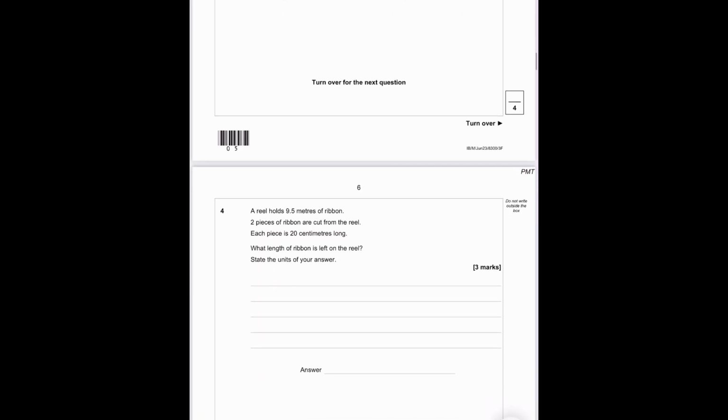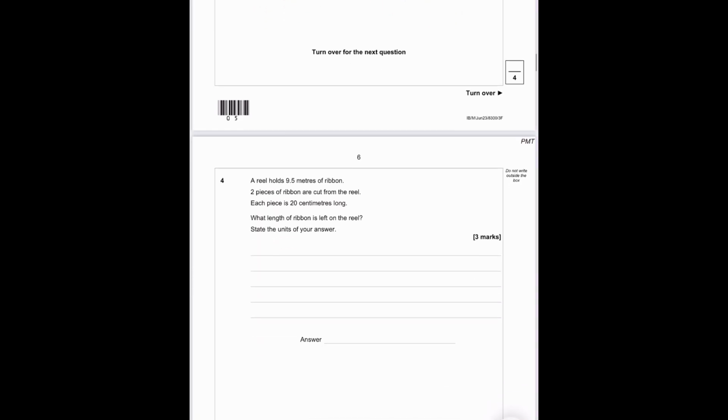A reel holds 9.5 metres of ribbon. 2 pieces of ribbon are cut from the reel. Each piece is 20 centimetres long. What length is left? So we're going to begin with 9.5 metres, and we're going to take away from that the 2 pieces of 20 centimetres. So 20 centimetres, if we divide that by 100, gives us 0.2 of a metre. We've got 2 of those, so that is going to be 0.4. So we've got 9.5 metres, take away 0.4, gives us 9.1 metres.